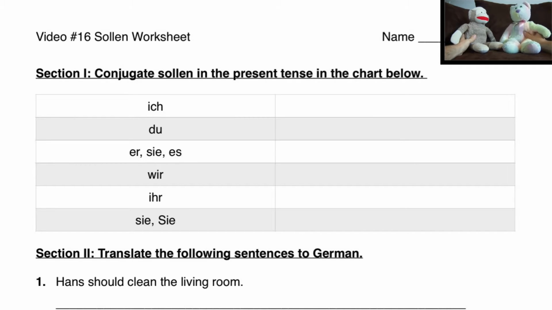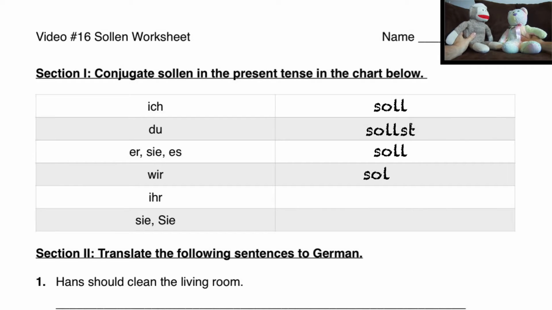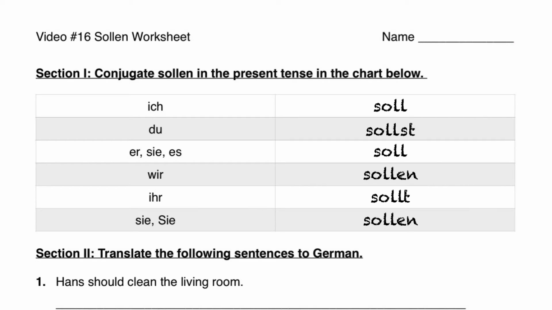So the first one on here is ich, which is ich soll. Du sollst. Sie es soll. Wir sollen. Ihr sollt. Sie sollen. For each one of these, again, you'll notice that the ich and es forms are the same, and the only thing that's weird happens in those two forms. For this particular verb, there's no umlaut and you don't have a stem change, and it's not nearly as strange as some of the other ones. But anyway, sollen means should or to be supposed to.